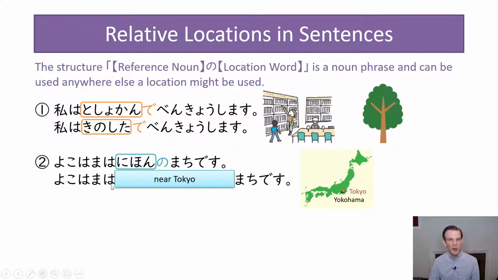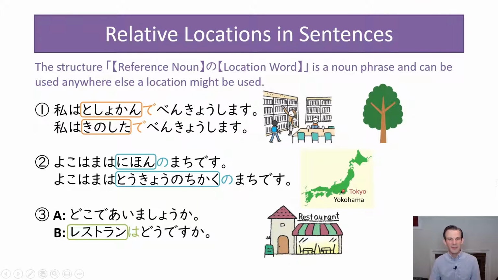We could also say Yokohama is a city near Tokyo. So we can use this structure before machi again. So they're right next to each other. Yokohama wa Tokyo no chikaku no machi desu. Right? So Tokyo is our reference noun, no chikaku, nearby. And then, since this is still a big noun phrase and we're modifying a noun, no machi. Tokyo no chikaku no machi desu.